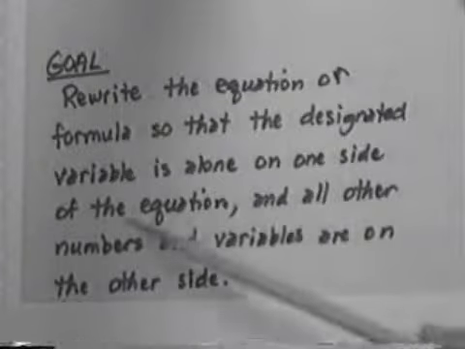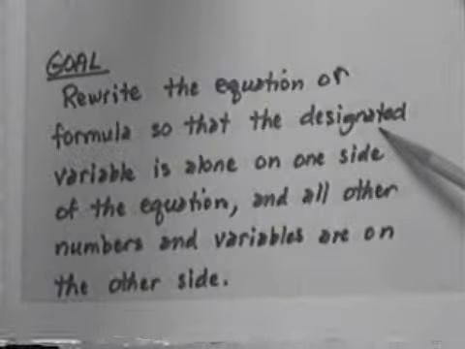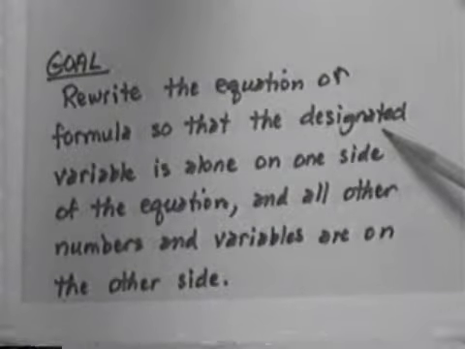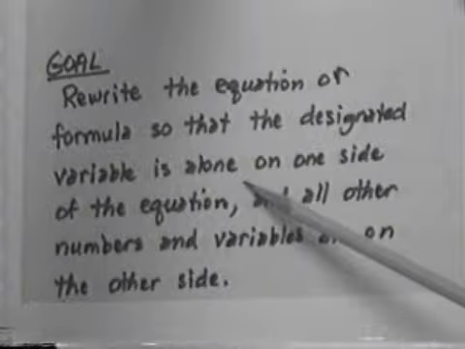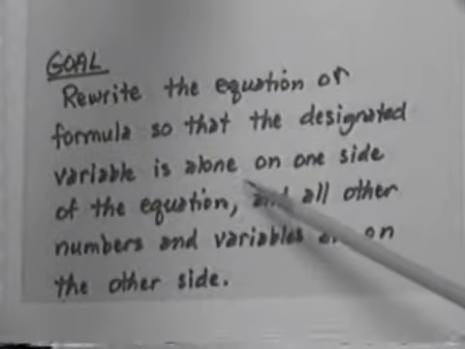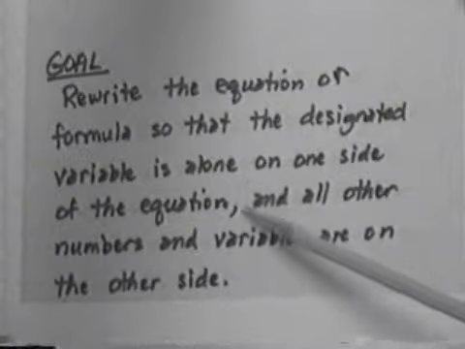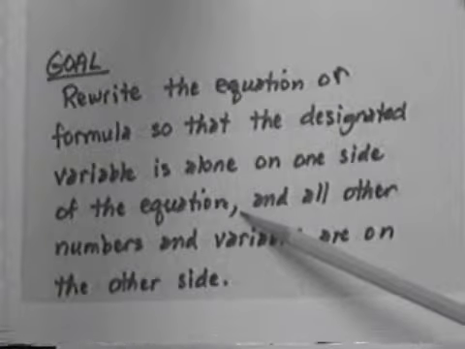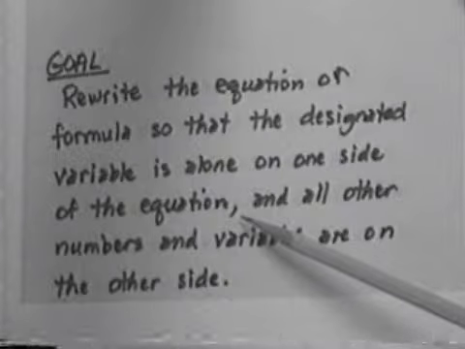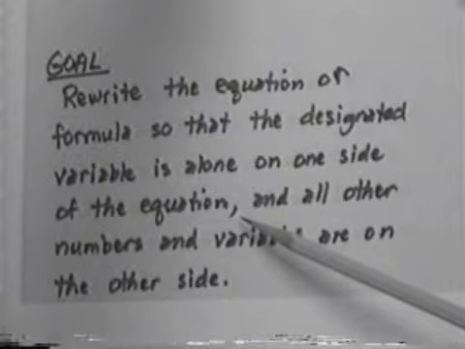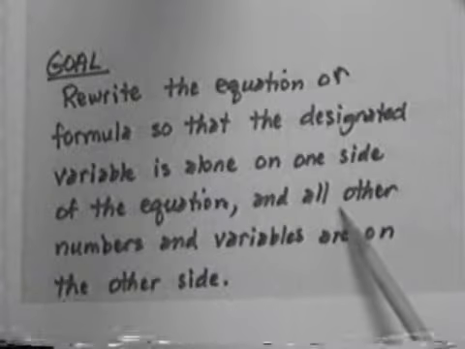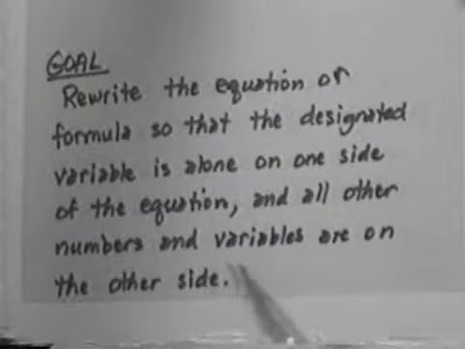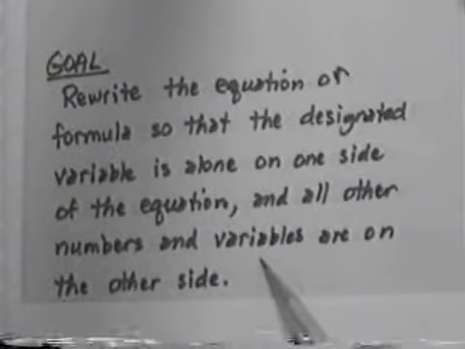So that the designated variable, you will be told at the outset which variable is designated to be found by itself. The designated variable is alone on one side of the equation. What we've been working with up to this point, however, has involved only a single letter, and so we would get that variable alone on one side of the equation. This is very similar. And all other numbers and variables are on the other side. All other expressions of any type are on the other side.